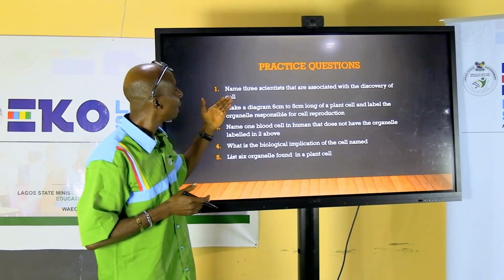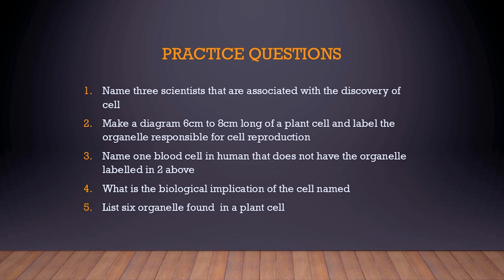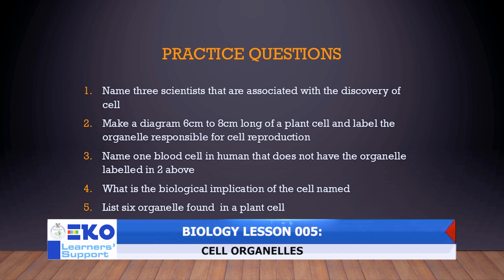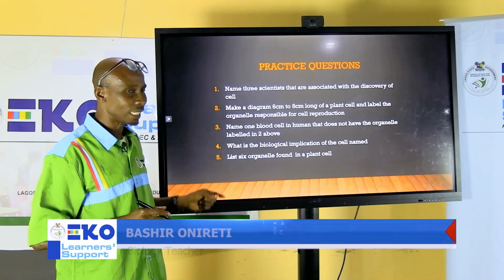Now, the first question says, name 3 scientists that are associated with the discovery of cell. The next one, make a diagram 6 to 8 centimeters long of a plant cell and label the organelle responsible for reproduction. Please understand the question before you answer. You are not asked to label everything, but the organelle responsible for reproduction. Next, name one blood cell in humans that doesn't have the organelle mentioned above. The next one is, what is the biological implication of the missing organelle? The next one is, list 6 organelles found in plant cell.